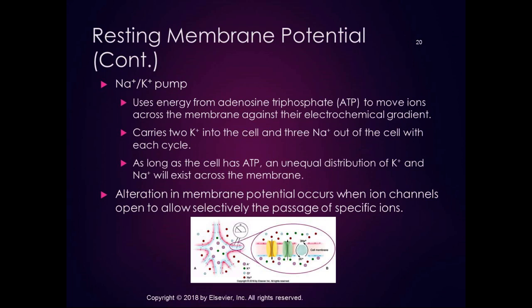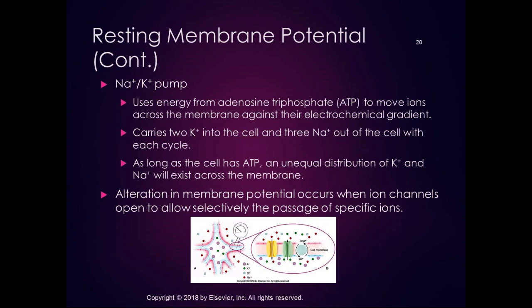The sodium-potassium pump uses energy from ATP to move ions across the membrane against their electrochemical gradient. So normally, potassium wants to move out of the cell and sodium wants to move into the cell. The pump goes against the gradient and moves potassium into the cell and sodium out of the cell. So 2 potassium into the cell and 3 sodium out of the cell with each cycle. So we're setting up a negative potential inside the cell. As long as the cell has ATP, we can maintain that unequal distribution of potassium and sodium across the membrane. So ATP is important. We have to keep that electrochemical gradient in order for neurons to be able to do their magic.